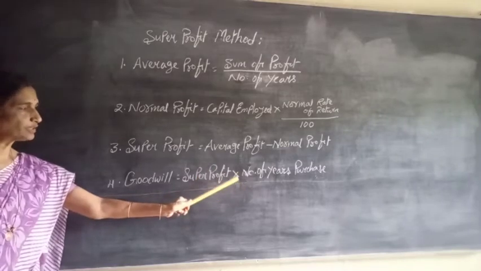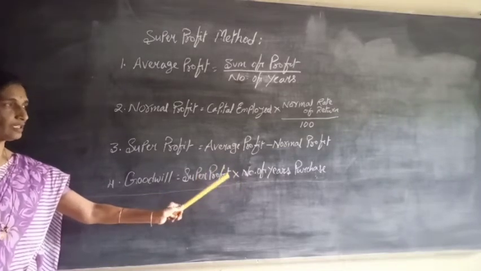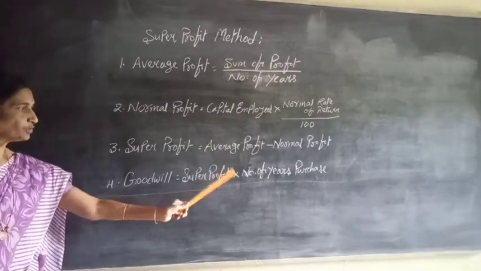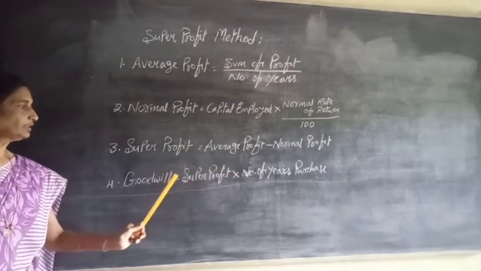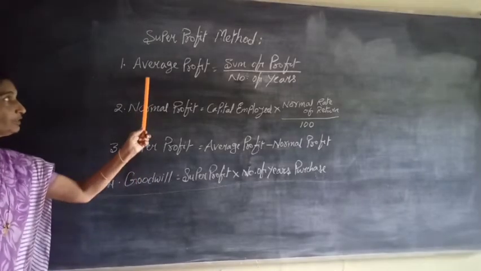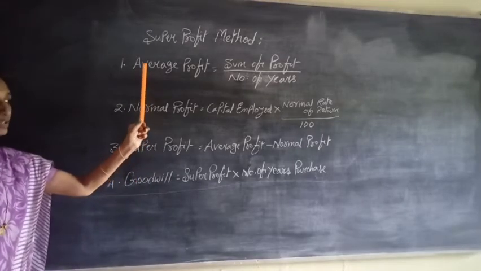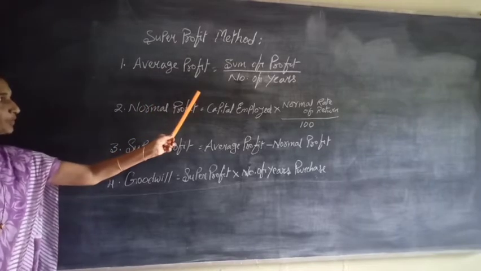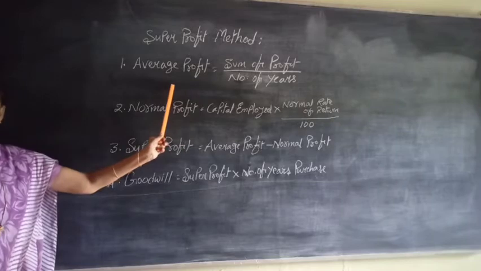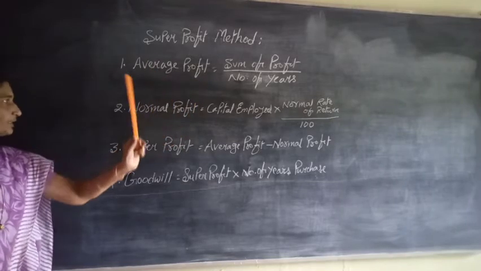We know what number of years purchase is. Means the number of years that we require to earn profit. So these are the 4 steps to calculate the super profit. Of course, while calculating the average profit, we have to take only normal profits. If any abnormal profits and losses are there, those are to be deducted or added back respectively.